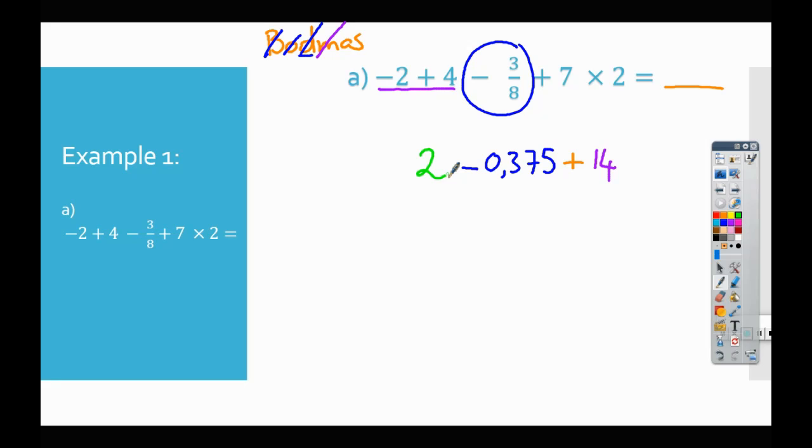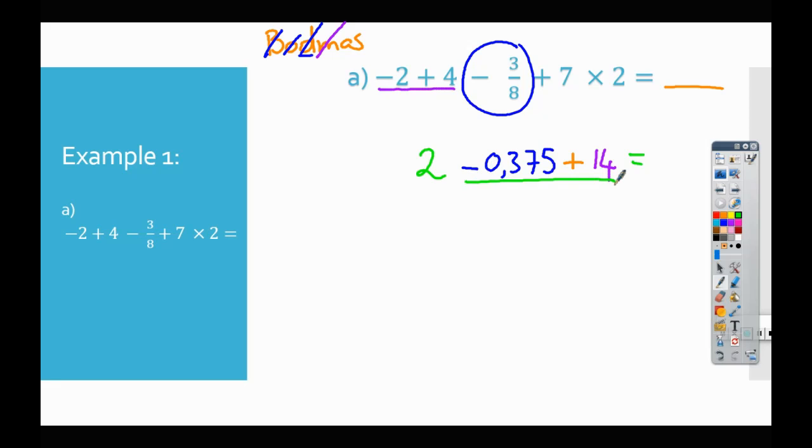So now we are only left with 2 minus 0.375 plus 14, and we can solve that. Note how I kept the negative sign for the 0.375 plus 14. That negative sign is very important. That's why I grouped them together like that, and it's always important for you to do the same thing as well. So we will see the addition as the following here.